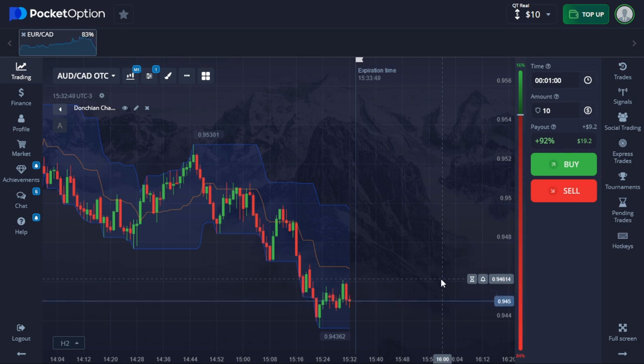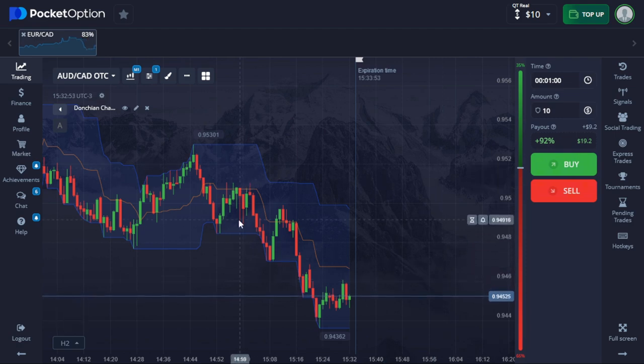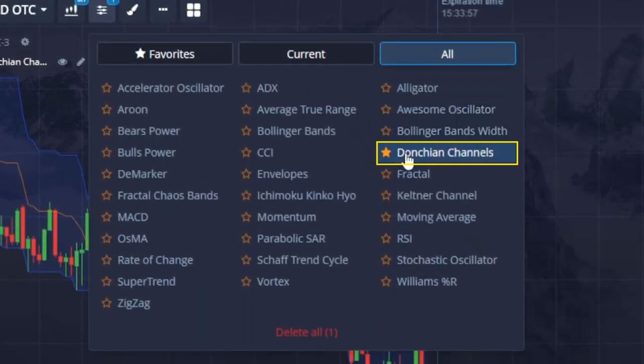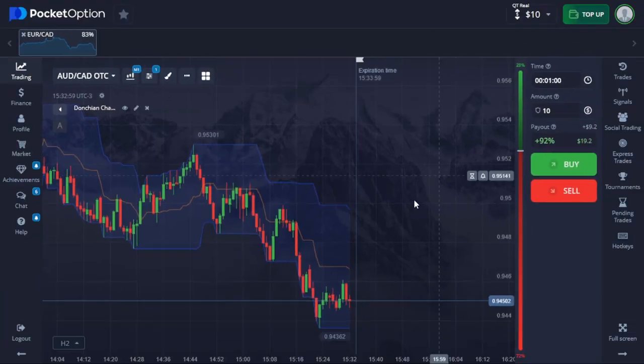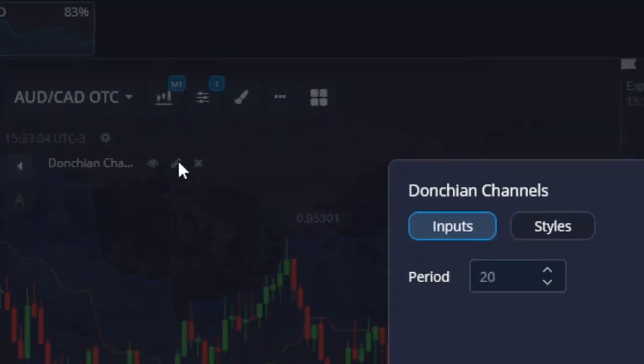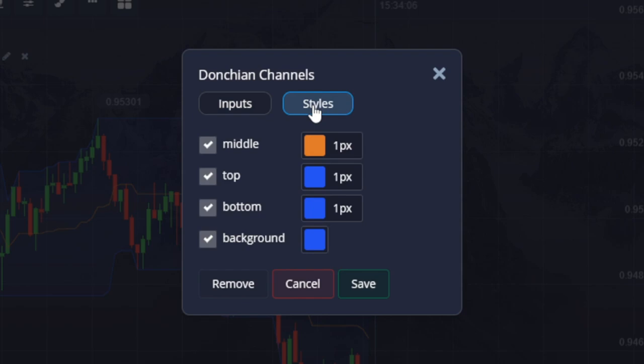Let's start with the configuration of the first indicator, the Donchian. Go to the indicator section, click here and it will appear like this. Then go to the settings, alright? Set it to 20 periods, right here. And styles is up to you. And now, click on the Save button.